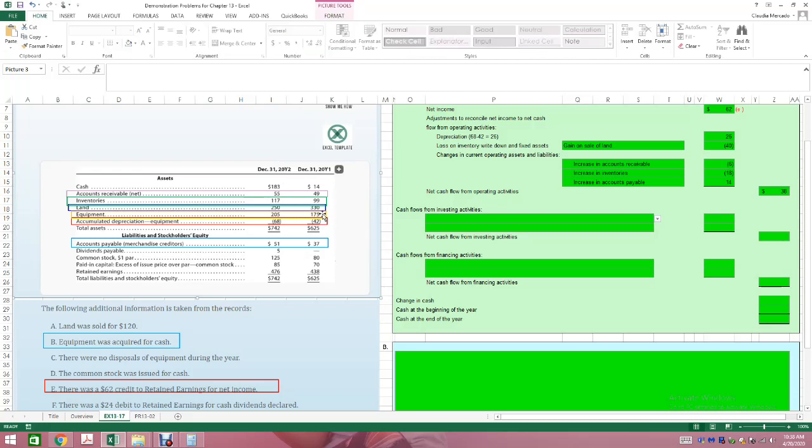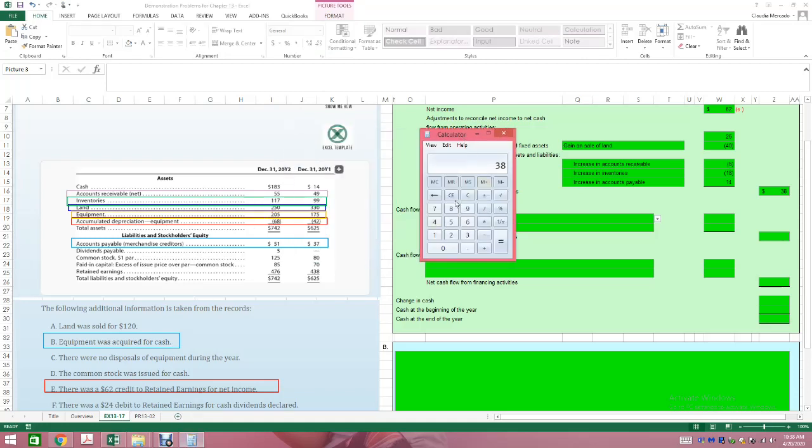So my equipment last year had $175 worth of equipment. Now my equipment account has $205. So my equipment account increased because we bought more equipment. My new value is 205, my old value is 175, so my equipment increased by $30. So you purchased your equipment for $30. Equipment was acquired for cash, so you bought equipment for $30.